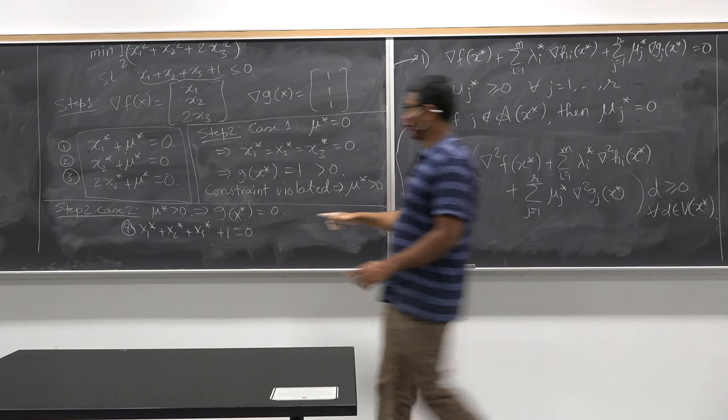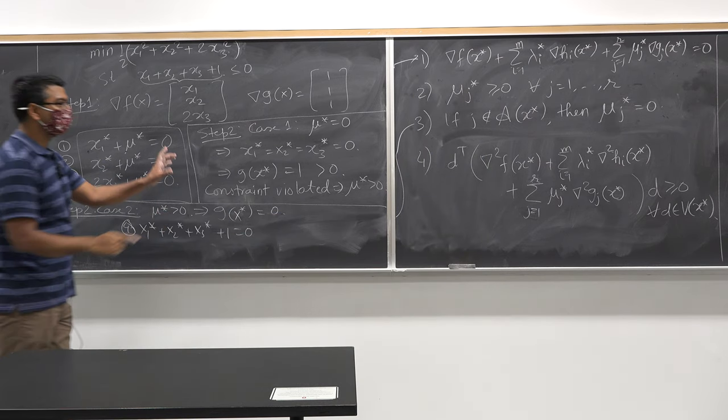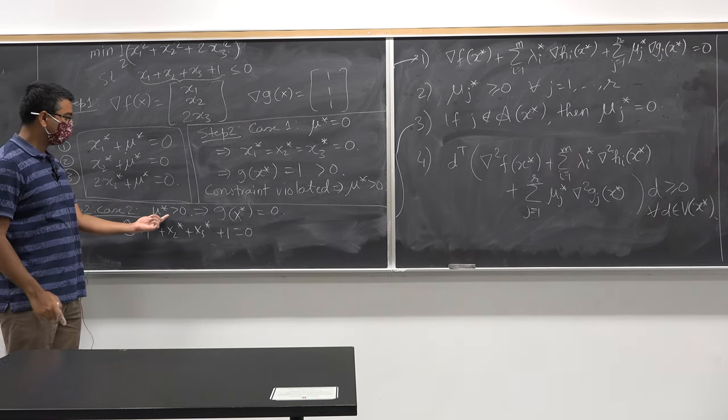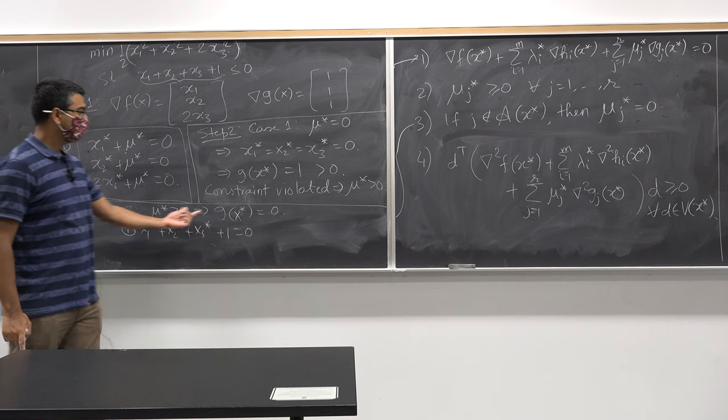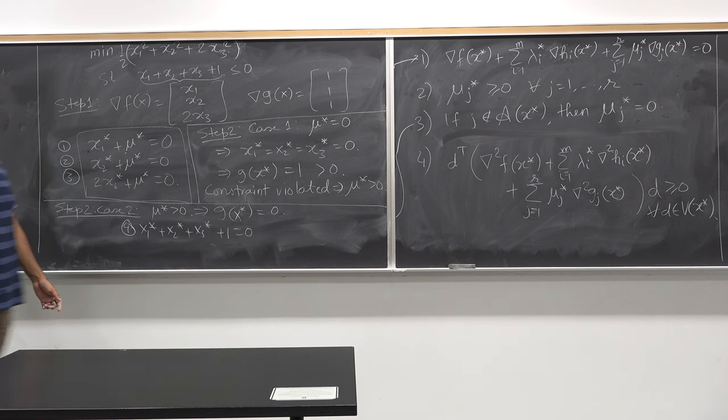And here, I'm using the contrapositive of that statement. So if mu star is greater than zero, then g of x star is equal to zero.